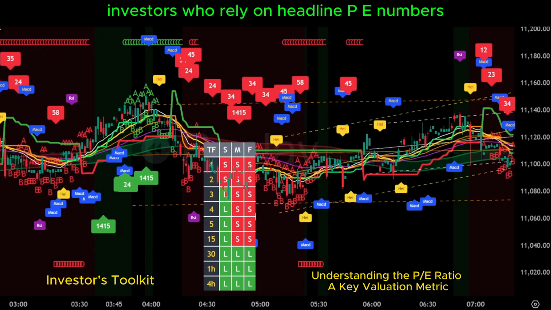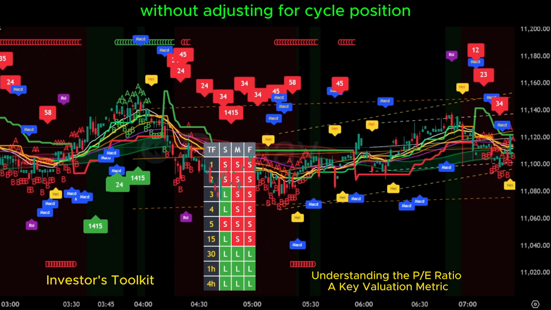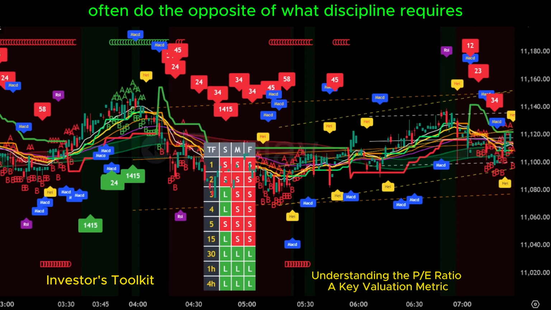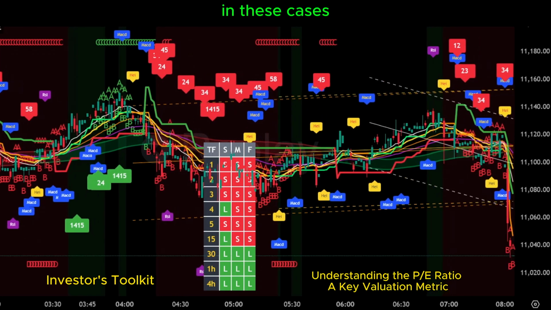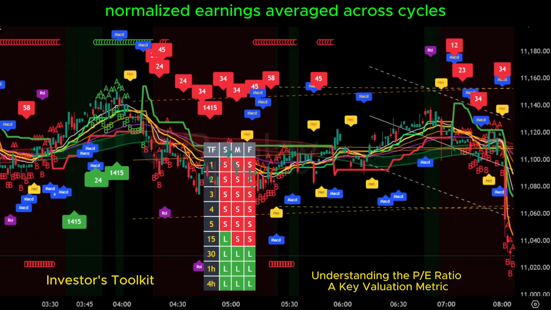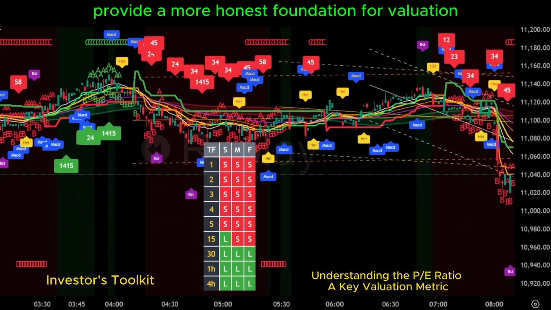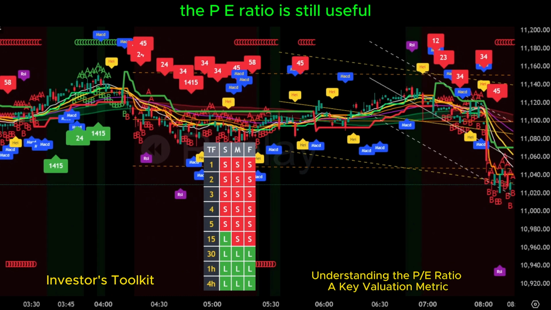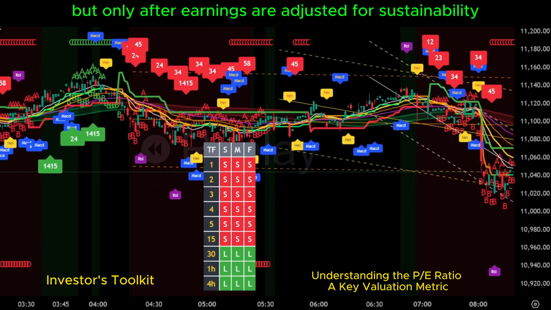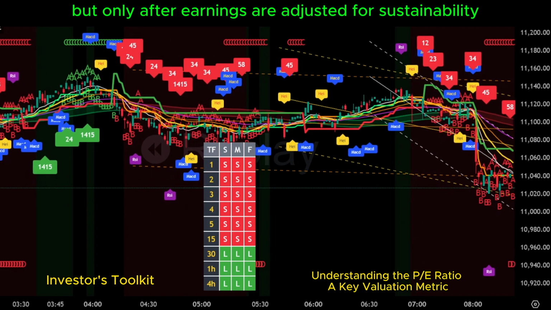Investors who rely on headline PE numbers without adjusting for cycle position often do the opposite of what discipline requires. In these cases, normalized earnings averaged across cycles provide a more honest foundation for valuation. The PE ratio is still useful, but only after earnings are adjusted for sustainability.